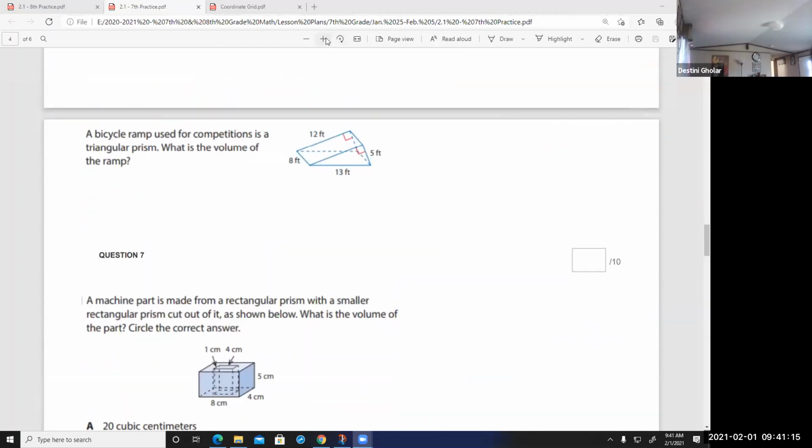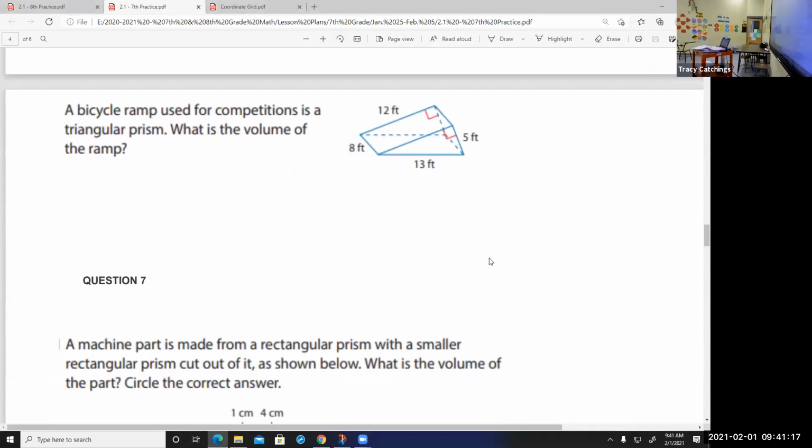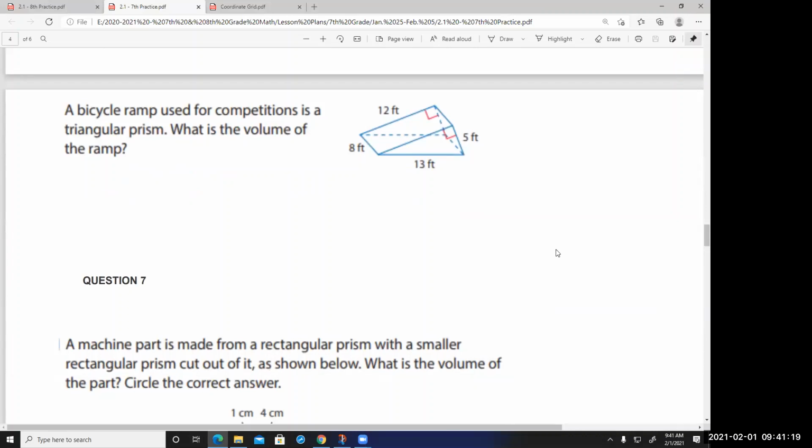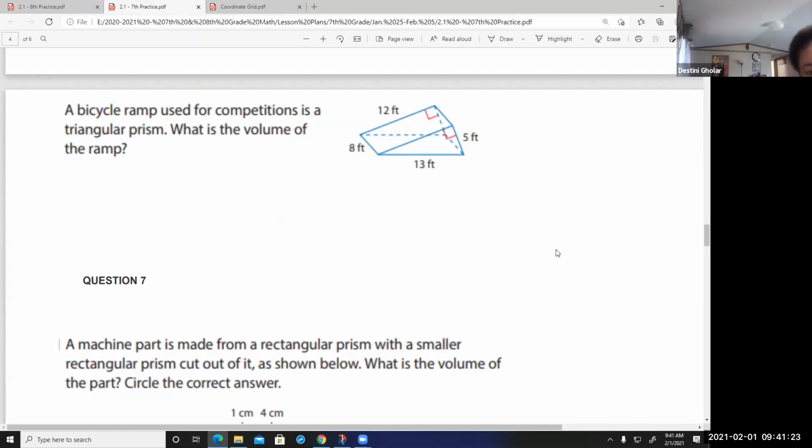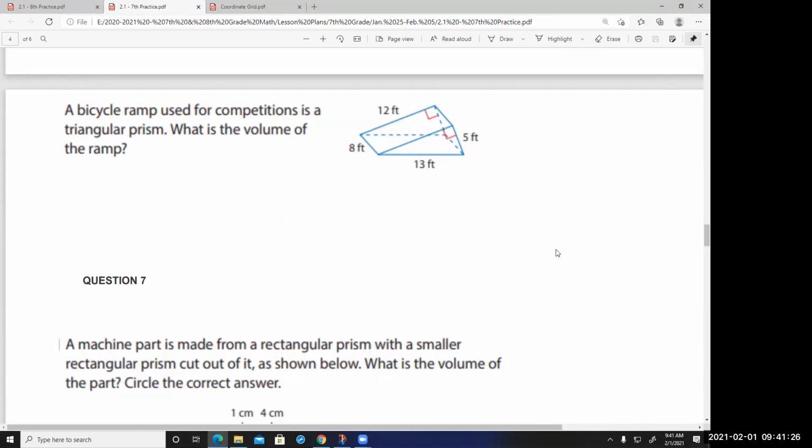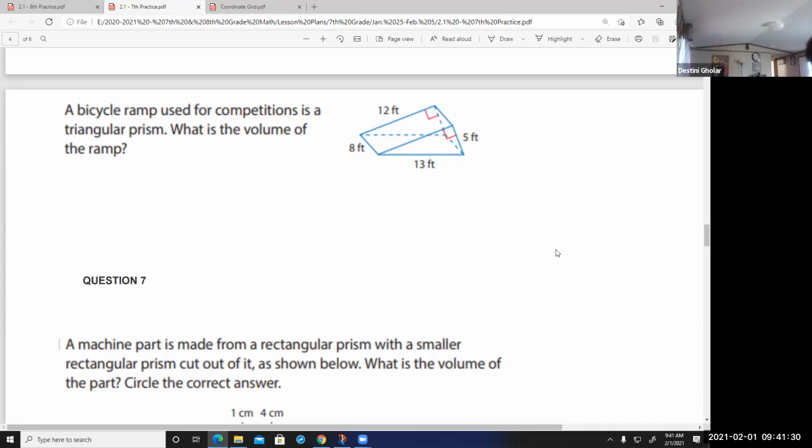All right, y'all moving along rather well. All right, somebody read it to us. A bicycle ramp used for competitions is a triangular prism. What is the volume of the ramp? All right, volume of the ramp. When it tells us a triangular prism, what's the base and what's the height of our triangle?